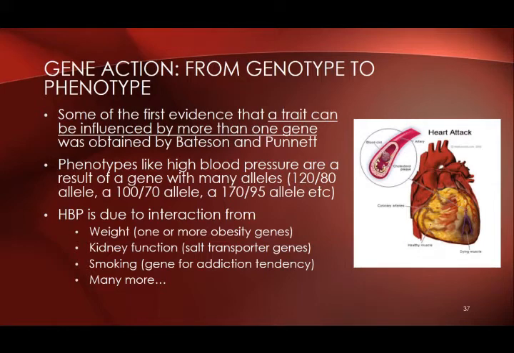So weight can be controlled by what? By your obesity genes. Kidney function is controlled by your salt repository genes, because if you have too much salt, you have high blood pressure. Smoking is controlled by a gene for addiction tendency. All of these put together, you can actually have a risk for high blood pressure.